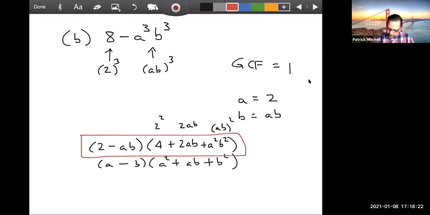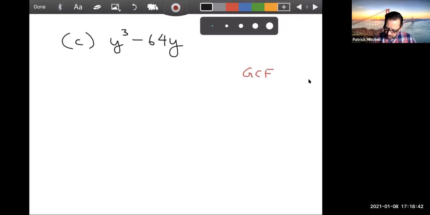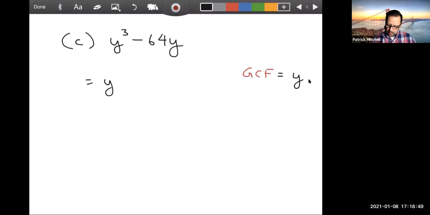This is one of my favorite examples. Okay. y cubed minus 64y. So what do I do first? All right, hopefully you said GCF, because this time the GCF is going to pay off. GCF is y, isn't it? All right, so pull out a y, and what do I have? I have y squared minus 64.